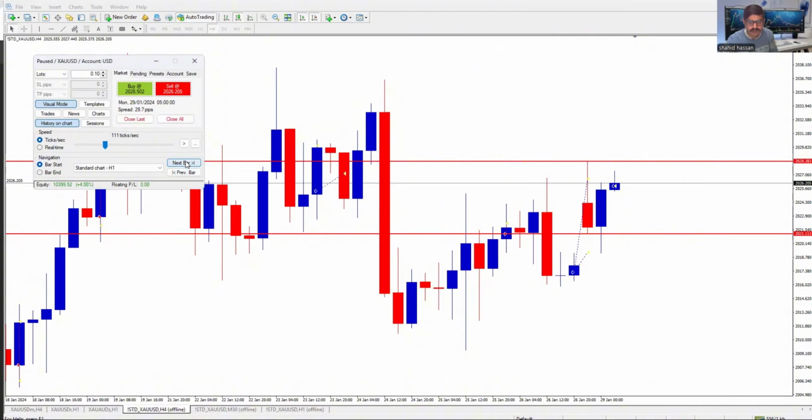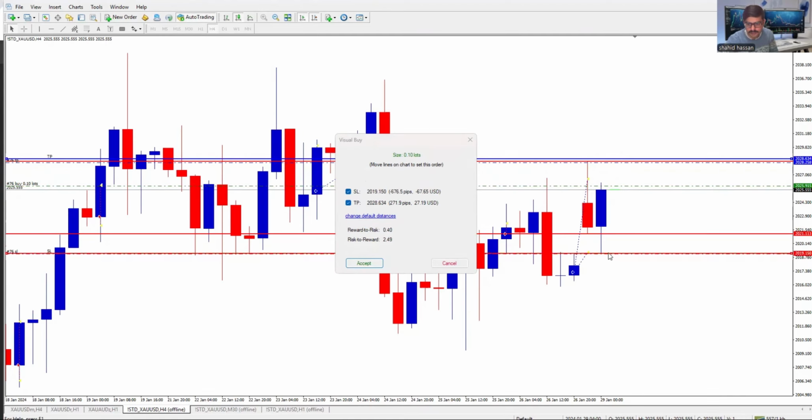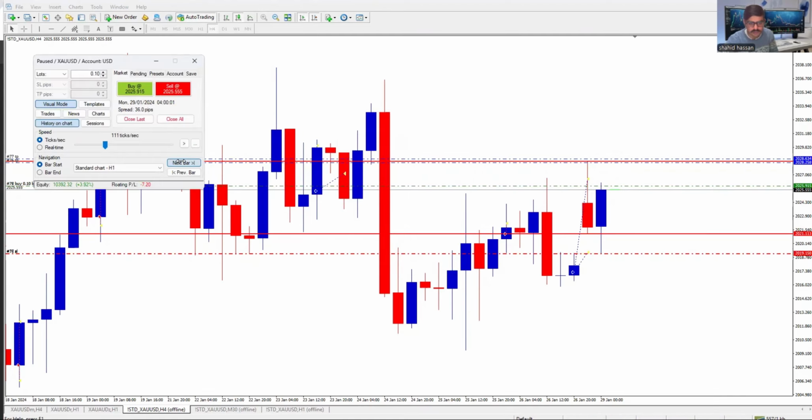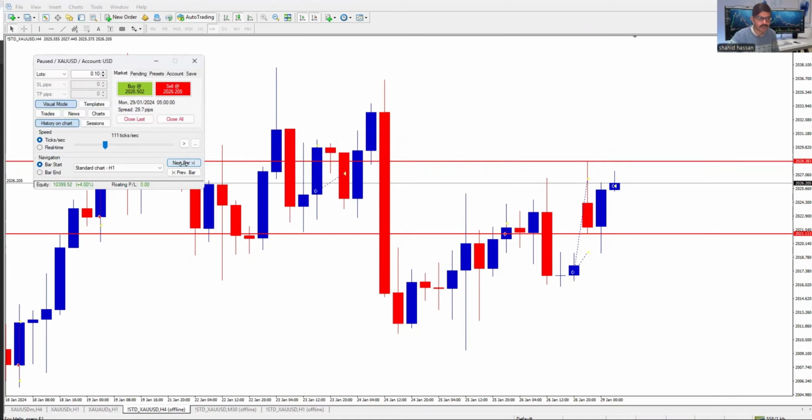Let us see next. The market broke it. No setup was formed here. No setup was formed now. Let us see if a setup is formed here. If we look here, then a setup is formed. Okay, a bullish setup is formed here.